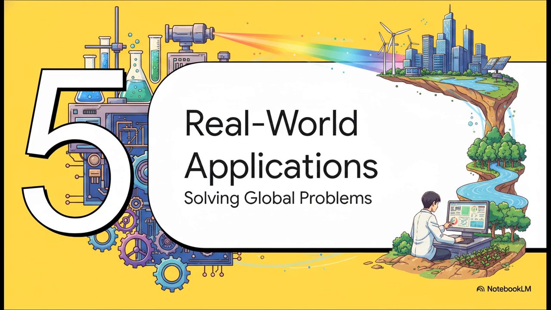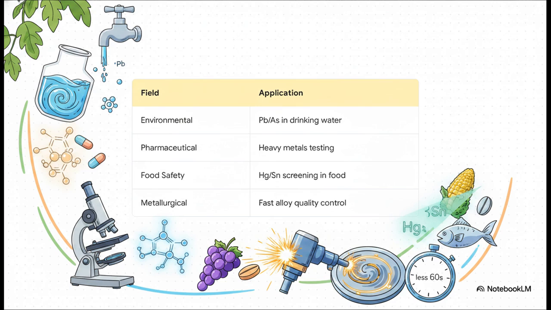Section 5, Real-World AES Applications. Solving global problems. Because honestly, those lab costs and complexities are totally worth it when you look at the massive real-world impact this technology has. Just looking across different industries, you can really see the incredible versatility of AES. Environmental labs use it constantly to monitor our drinking water for toxic lead and arsenic. In pharmaceuticals, they use it to strictly enforce regulations, making absolutely sure life-saving drugs are free of heavy metal impurities. Food safety labs use it to screen our crops and seafood for mercury. And over in metallurgy, Spark AES is literally used right on the factory floor to verify that an aircraft-grade aluminum alloy has the perfect chemical composition, all in under 60 seconds.